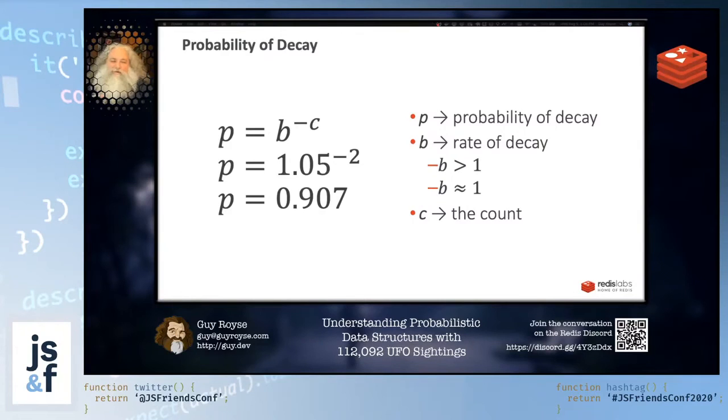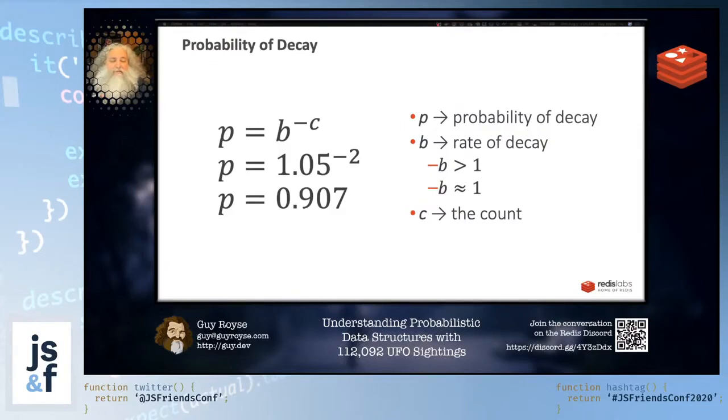So 1.05, 1.01, the bigger the number, the more likely the decay. Then when we go to compute this, in this case we end up with 0.907. So this is a 90.7% chance of it decaying. So we roll the dice. Did we get 90.7 or lower? Yes, we did. Then decay it. Decrement the count by 1.